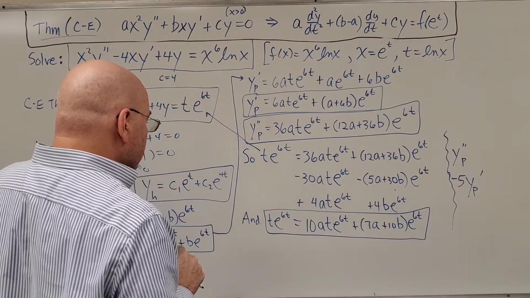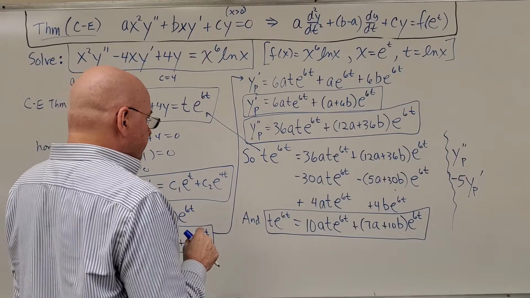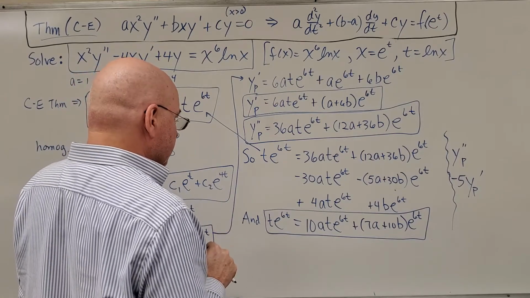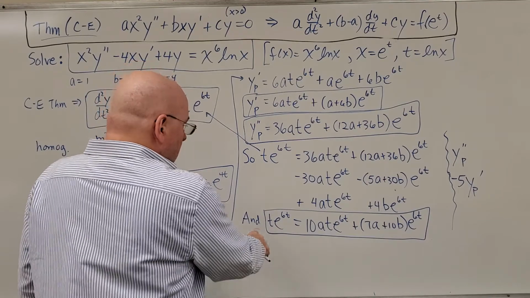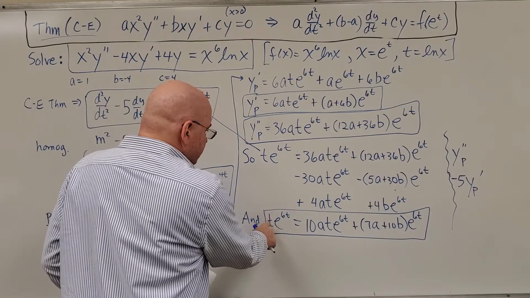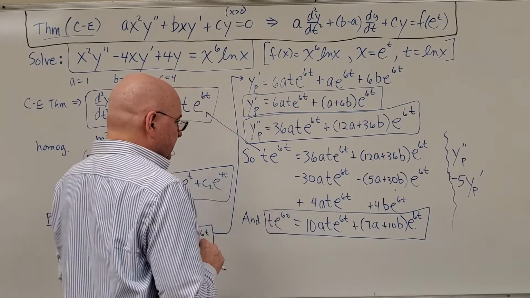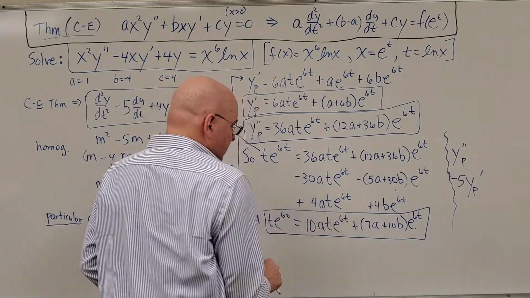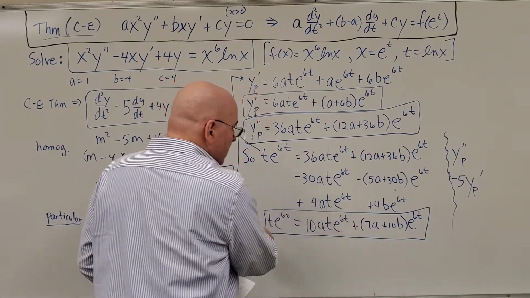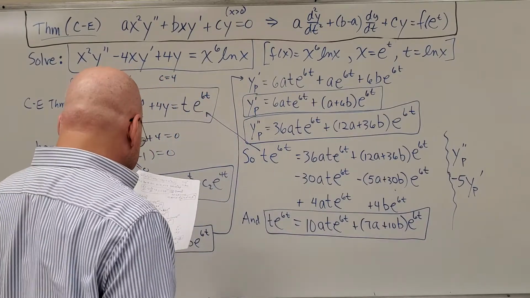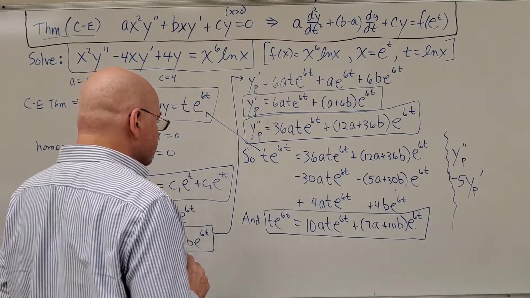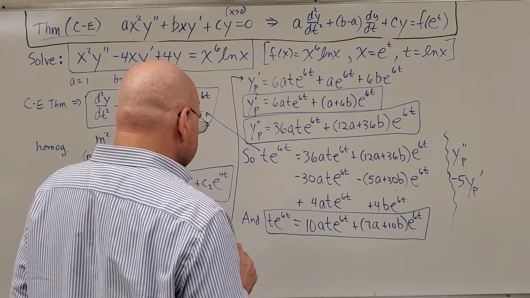All right, so what can we do with this? Well, we can figure out a few things here. We can figure out what a and b are. We know that this term is a t e to the 6t. Here's a t e to the 6t. And there is no just e to the 6t term on the left-hand side, so we're going to get two equations. We are going to get t e to the 6t.